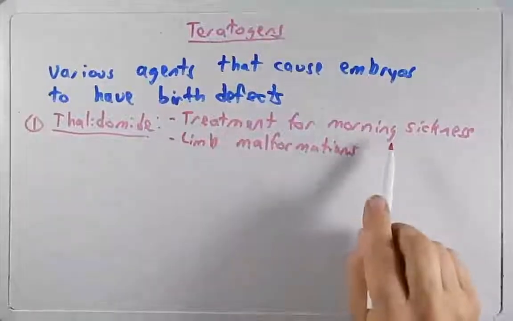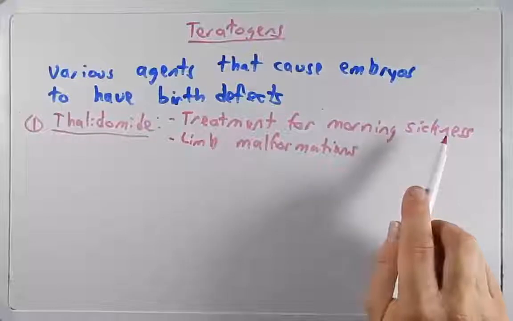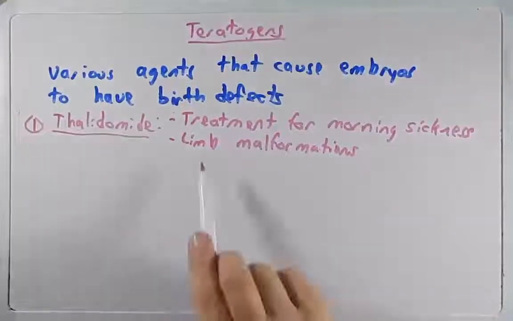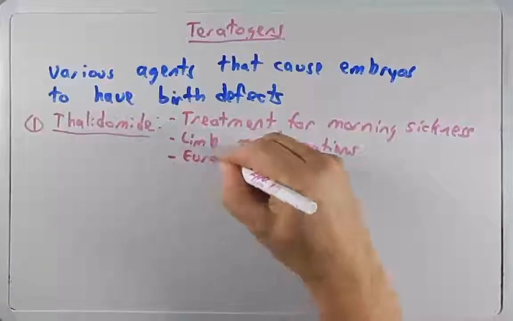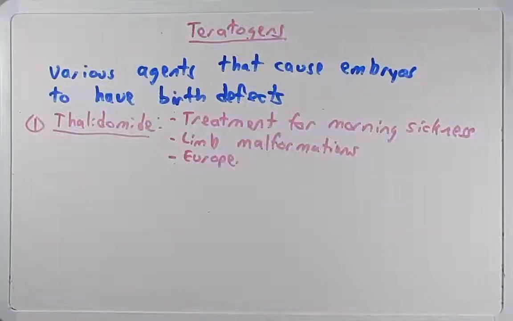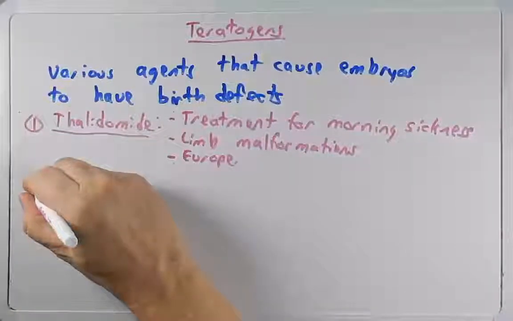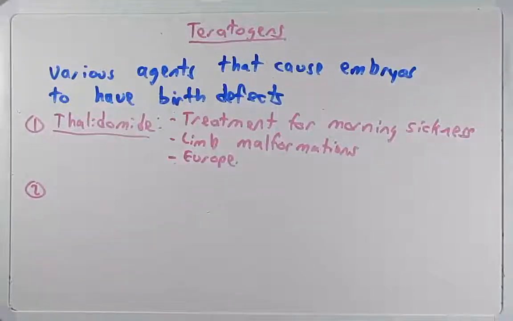Some women might take this for morning sickness early during pregnancy because that's when morning sickness is the worst, but that is also the time that the limbs form. This was primarily seen in Europe because in the United States it still had not been approved, and there were studies that had shown that thalidomide caused birth defects in test animals. So it was never prescribed in the United States. It's prescribed now in the United States and elsewhere in the world as a treatment for AIDS and certain kinds of cancers, but not used anymore to treat morning sickness.